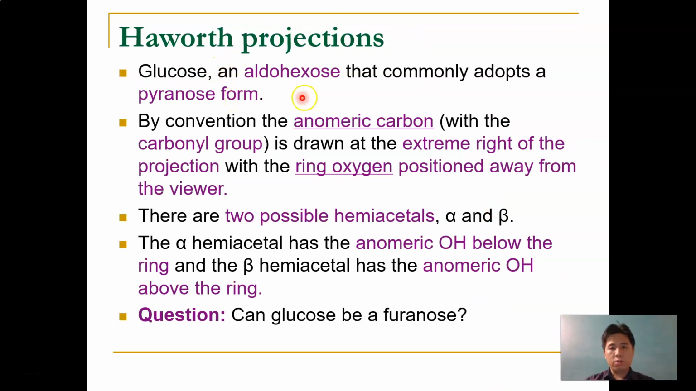Glucose is an aldohexose that's usually in the pyranose form, but it can adopt a furanose form. It depends on what enzymes are reacting with the glucose. The anomeric carbon is usually drawn at the extreme right. The ring oxygen is drawn in the position away from the viewer. You have two possible hemiacetals, alpha and beta. Alpha if the OH is below, beta if the OH is on top. Glucose can be a furanose depending on what enzymes force it into a certain ring form, but usually it is in the pyranose form. In fact, most sugars are usually pyranose unless something forces them into a furanose form, because pyranose is usually more stable than the furanose form.